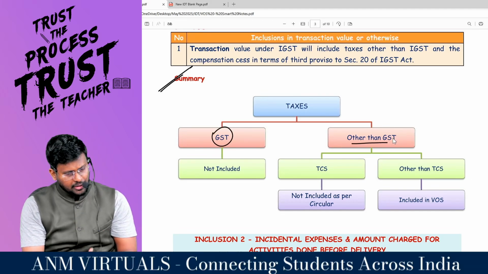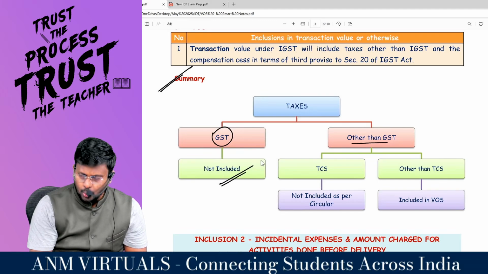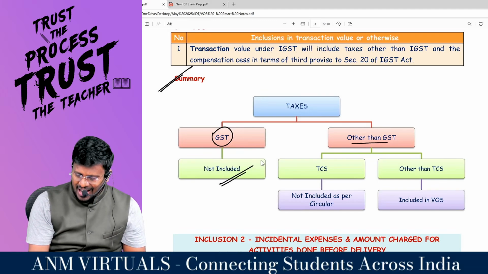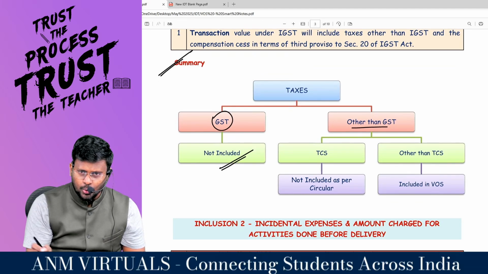Are you all really with me? GST will not be included in the value of supply. Other than GST should be included.